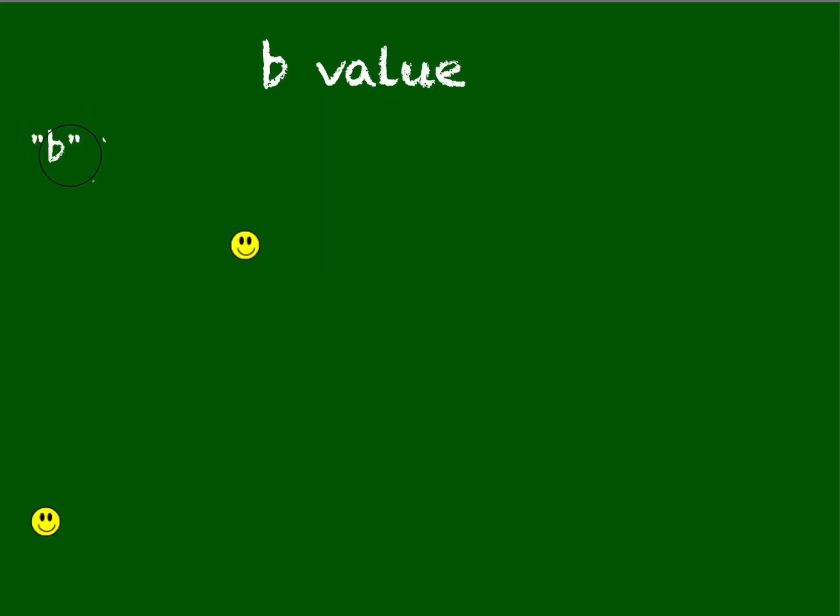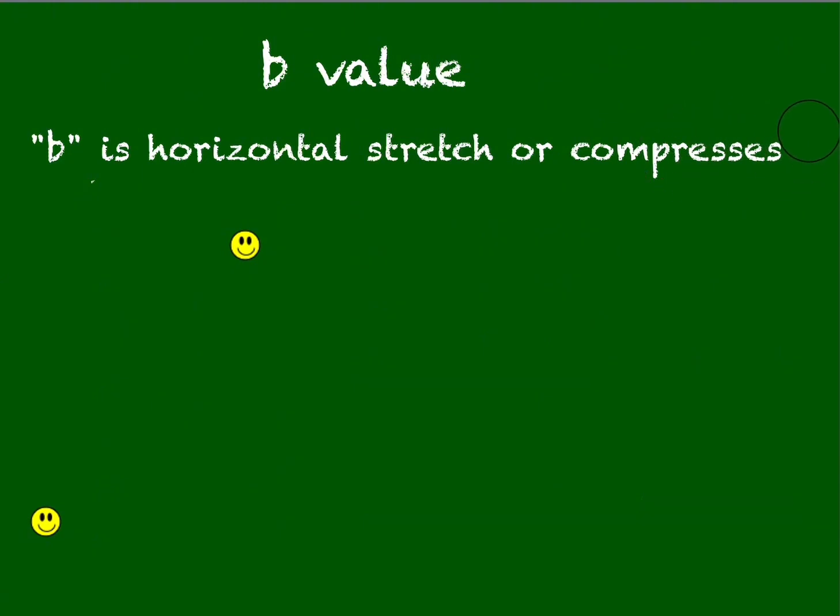b is the horizontal stretch factor in the sine and cosine functions. It affects how the graph is compressed or stretched horizontally. It means b changes the period of periodic functions.